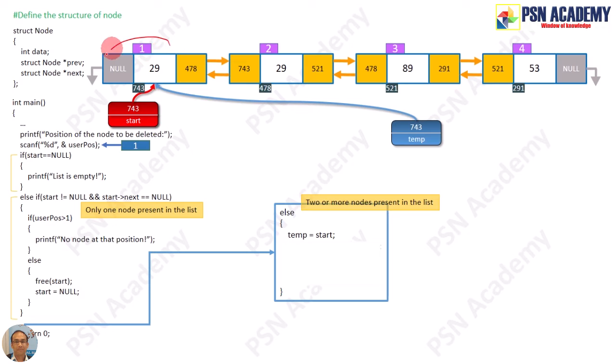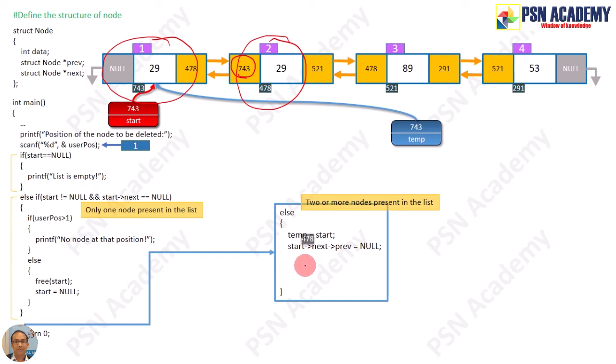If this node is to be deleted, then the node at 478, which is the second node now, will be the first node in the list. And if it becomes the first node, that means this one, then the prev pointer, which is pointing to 743 now, should point to null, isn't it? So we write start next prev equal to null.